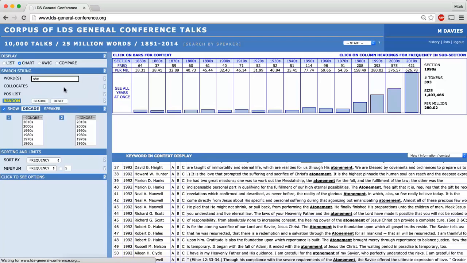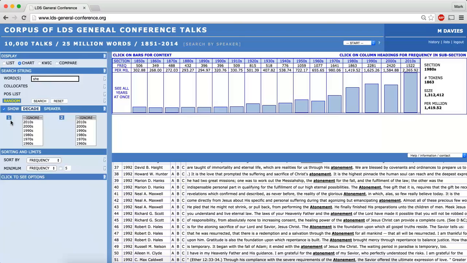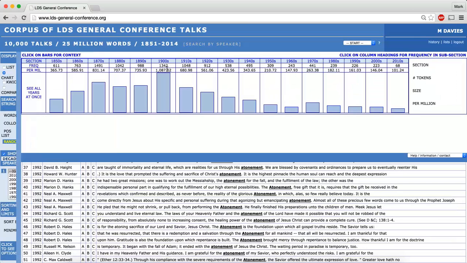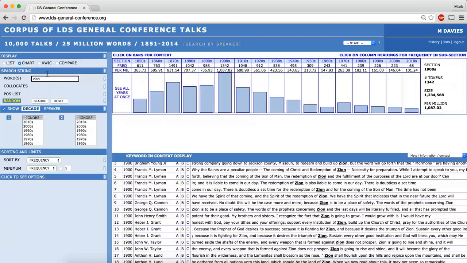This is another example. Here we're looking for something very simple, just the word she. And you can see that in the 1970s and 1980s, it increases quite a bit as we have more women talking in General Conference, and even among the men who are talking in General Conference, more reference to women. So just a very simple search like that can show us something rather interesting. Those are examples of words that have increased in frequency over time. Zion, for example, is a word that has decreased in frequency over time. 100 years ago it was used quite a bit, not used very much right now.